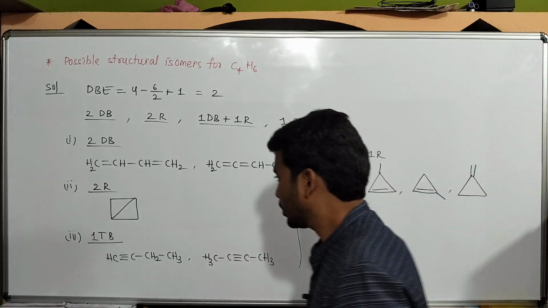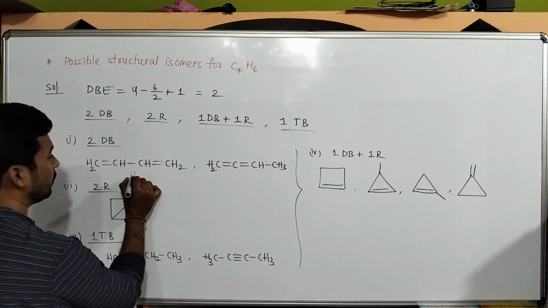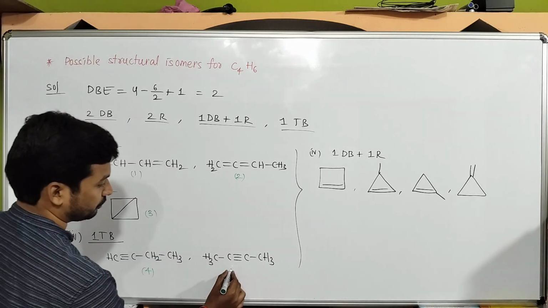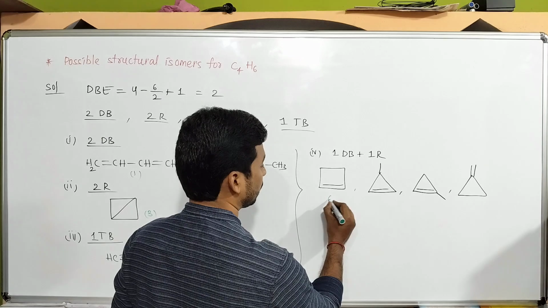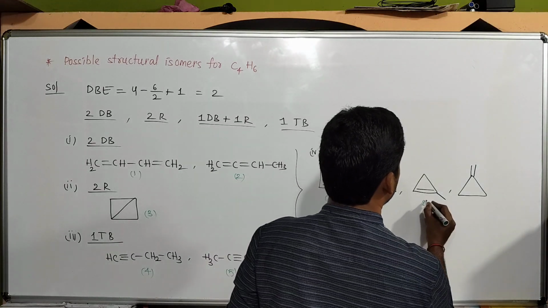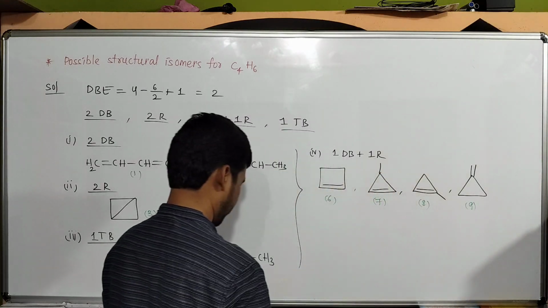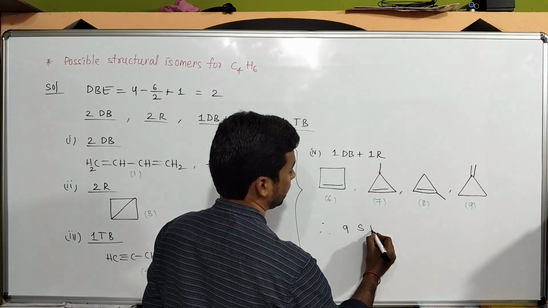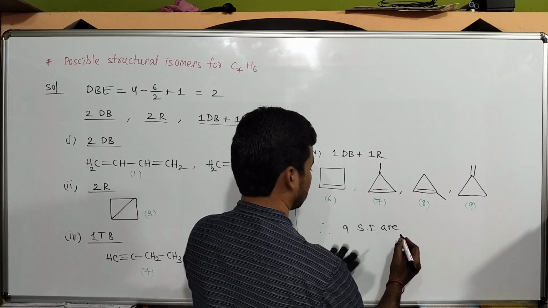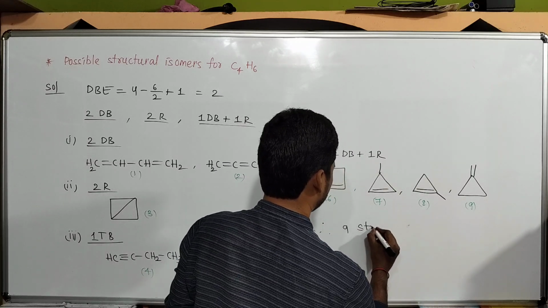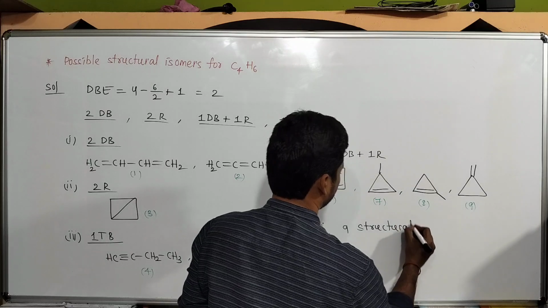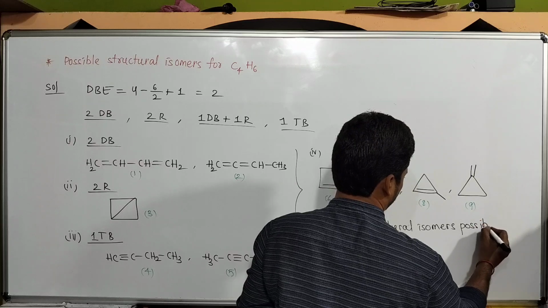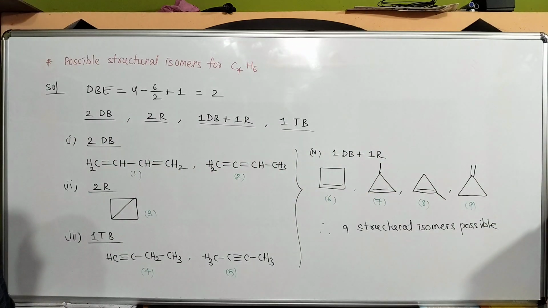Next, how many structural isomers in total? This is 1, 2, this 3, 4, 5, 6, 7, 8, 9. Therefore, 9 structural isomers are possible. Take this.